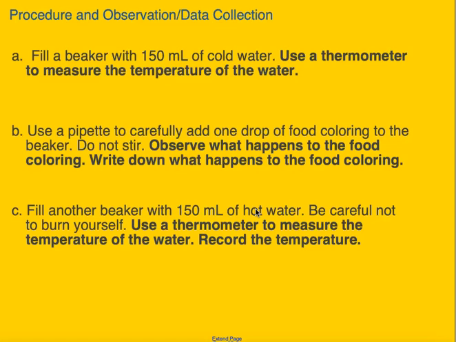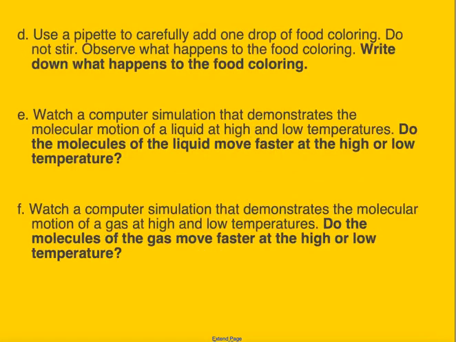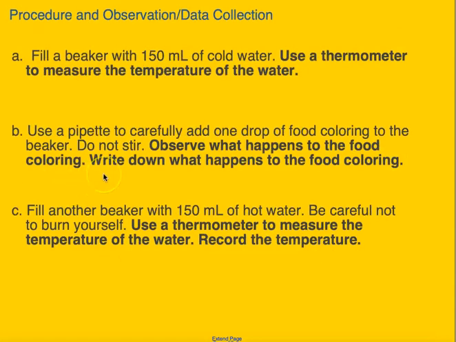Look at C. It talks about hot water. It says use the thermometer to measure the temperature. Again, you don't have to do that. But if we look at D, it says use a pipette to carefully add 1 drop of food coloring. Do not stir. Observe what happens to the food coloring. Write down what happens to the food coloring. So you are going to do D, and you are going to have to do B.